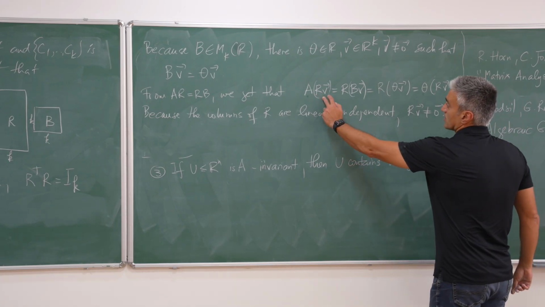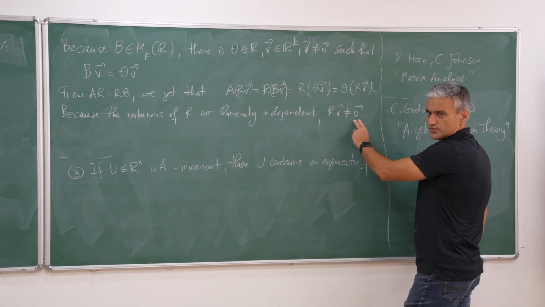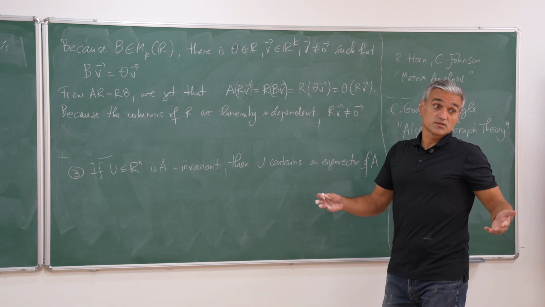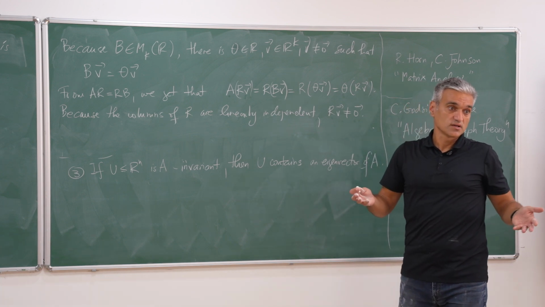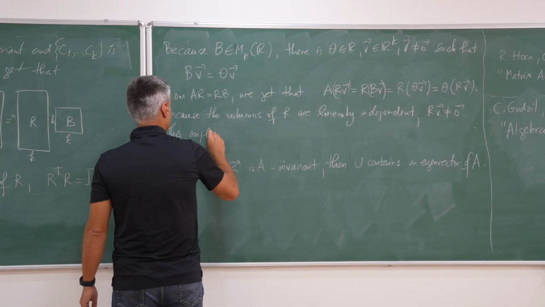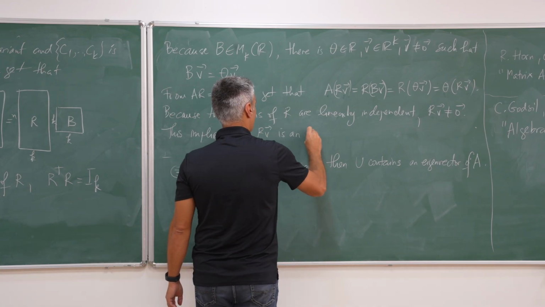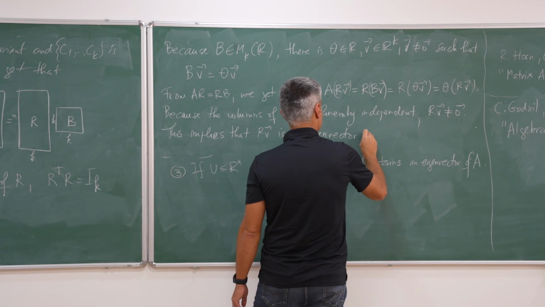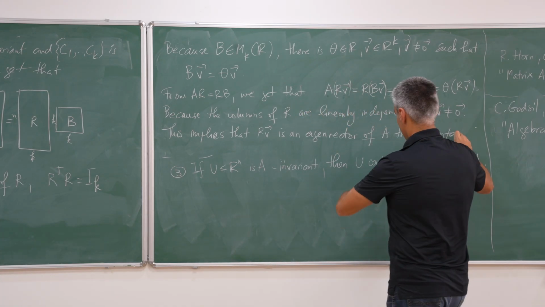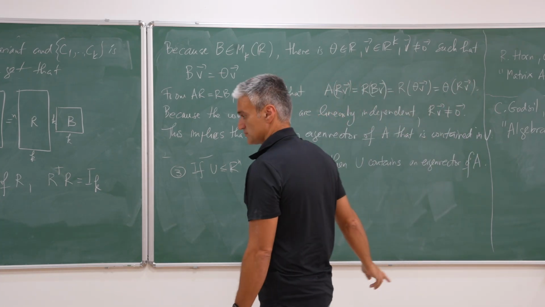So I have A times RV equals theta times RV. I have RV is not zero. Do I have to do anything? Well, RV is a linear combination of the C1 through CK, so it's going to be in U. So this implies that RV is an eigenvector of A that is contained in U. Okay, so I think we proved that.